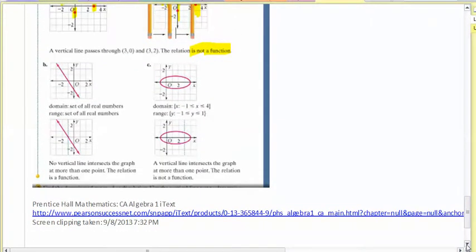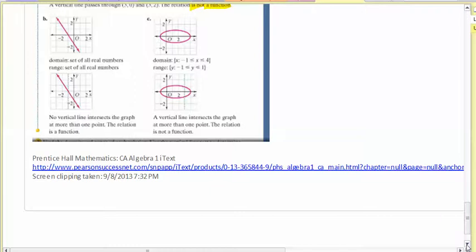Okay, so we're going to do the same thing here. We're going to use our vertical line test to see if it's a function or not. So if I take this and I put my pencil, and I just do that everywhere on here, is there anywhere on this line that has more than one point? And it doesn't. So this one is a function, because no vertical line intersects the graph at more than one point.